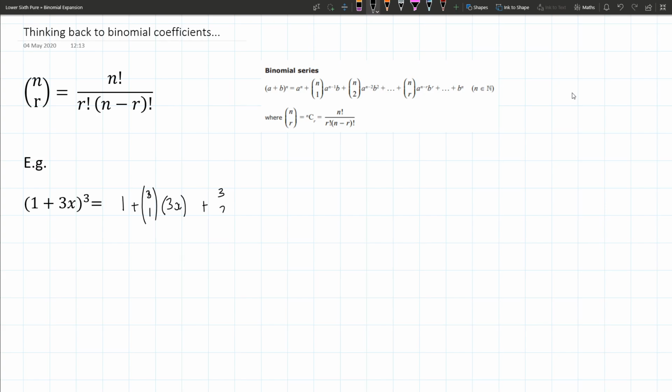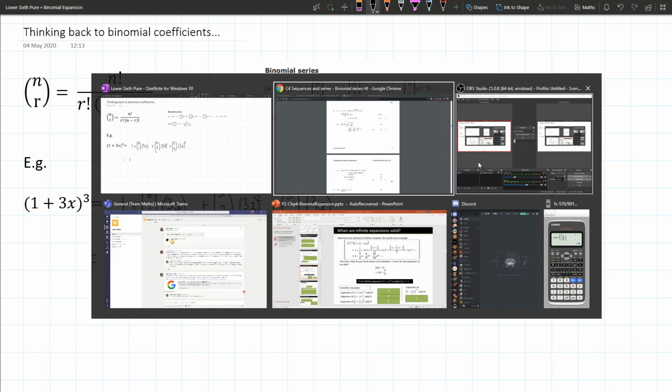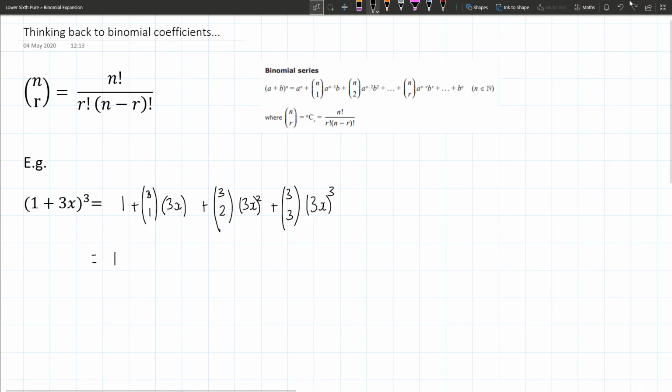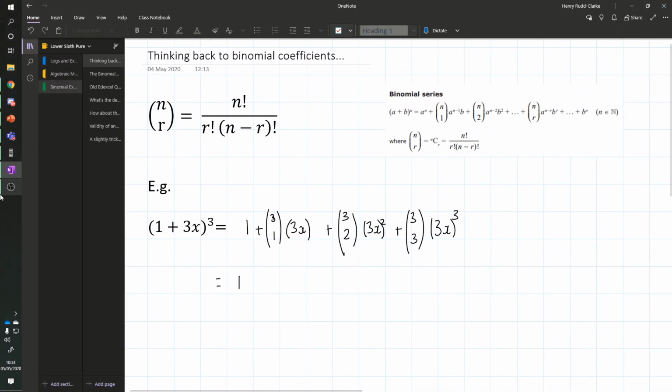3 choose 2, 3x squared, and then 3 choose 3, 3x cubed. You don't need to write 3 choose 3 because you should know that's just 1. Okay, and you can see the final term in here is always b to the power of n. So if we work out what these are, 1 is just 1. 3 choose 1. Hopefully, you might be able to just remember these from how to work it out, or you could use the formula.